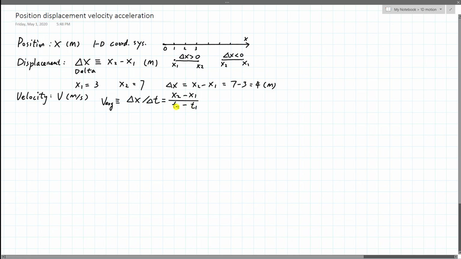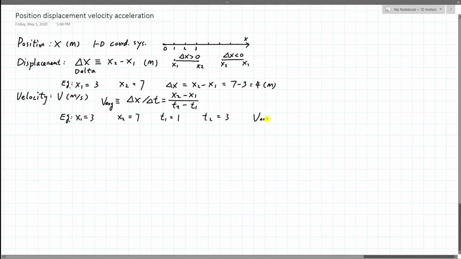So let's have an example to calculate this average velocity. This was an example here. We'll have the same exact setup. x initial is 3, x final is 7, but we also are supplying t initial, say 1 second, t final 3 seconds. So from here we can calculate the delta t to be 3 minus 1, 2 seconds, right? And delta x is 4.